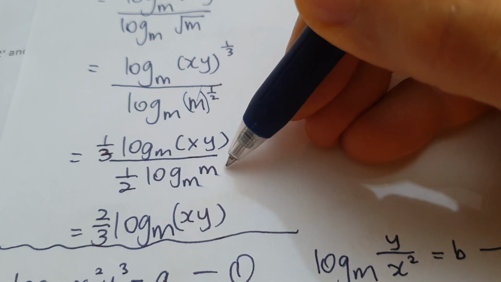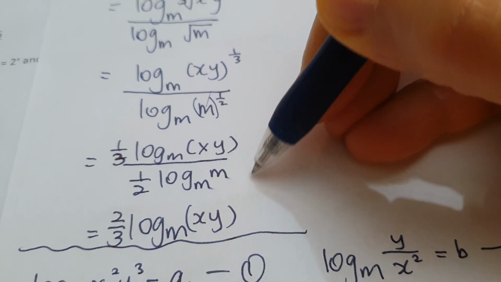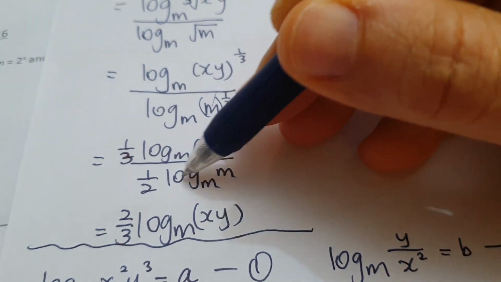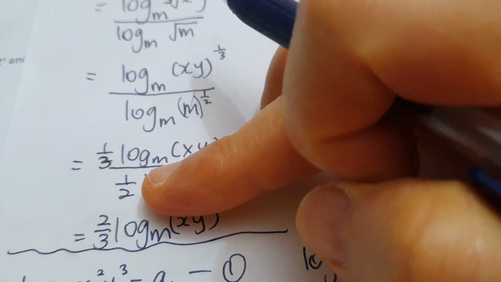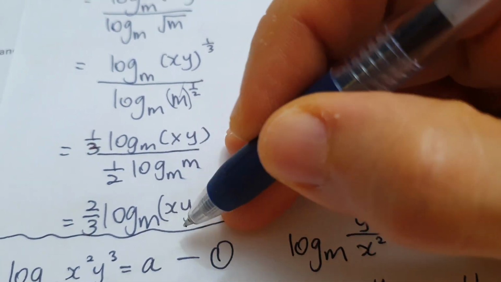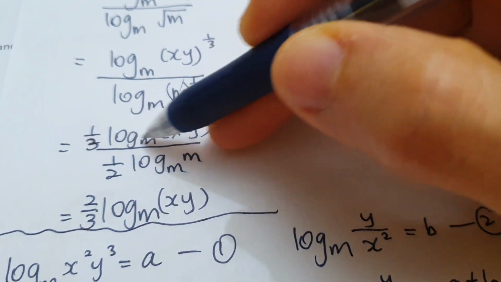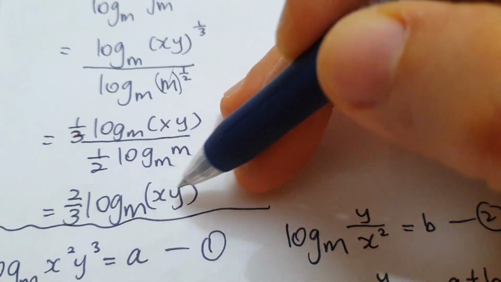Your denominator here, m to the power of what? m must be 1, right? So this effectively is 1, so it disappears. Not to say disappears, it is still at the denominator here, but we don't have to write it, right? Then 1/3 divided by half is 2/3, and log xy to base m is just here.